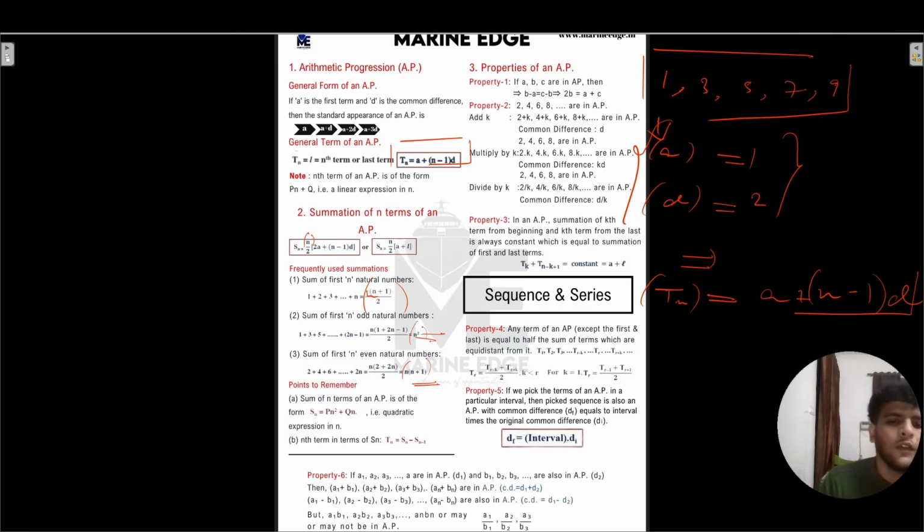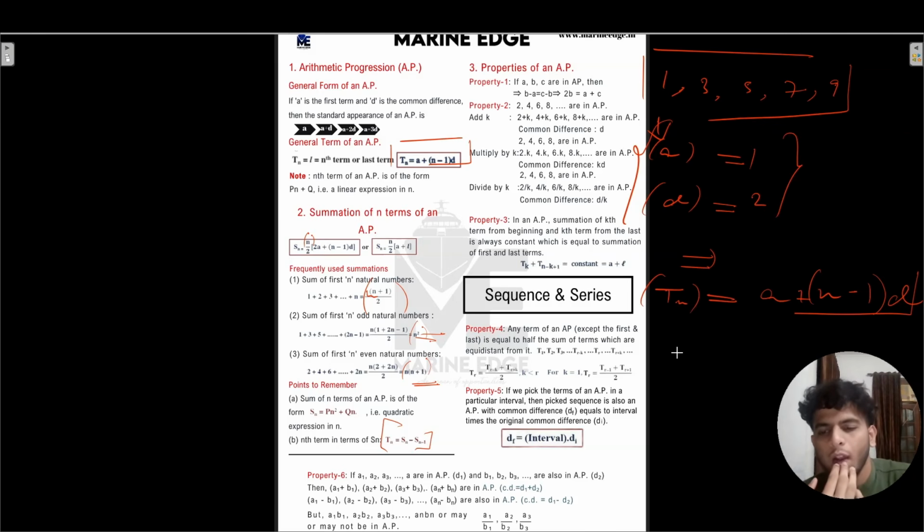Okay, the sum of the n terms of an AP is of the form Sn equals Pn square plus Qn, that is, a quadratic expression in n. The nth term in the series is Tn equals Sn minus Sn minus 1. Okay, so if we have the sum as Sn, we can find a given term.